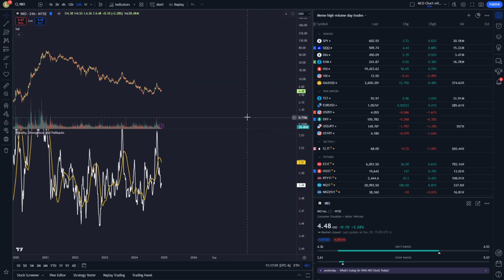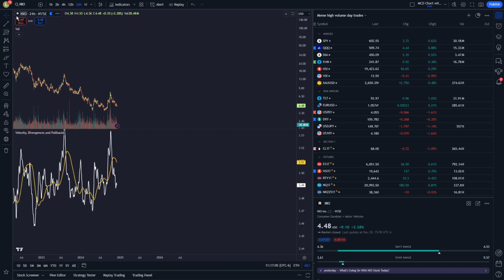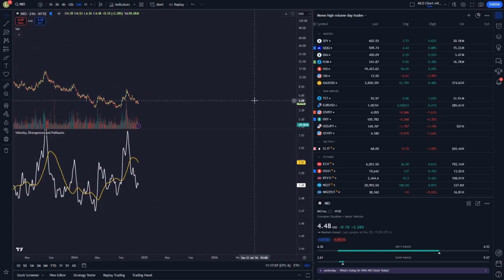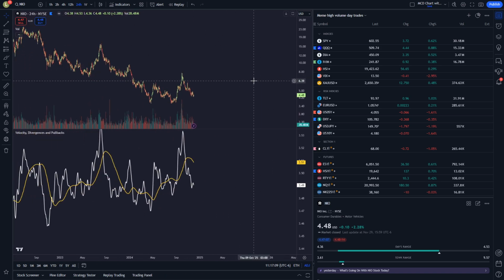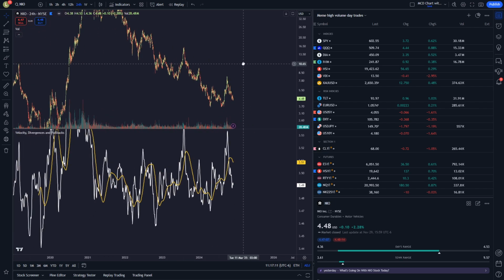And I said in the beginning, we don't talk about fundamentals here because it could really make you biased in one way or the other, but it's hard not to. It's hard not to love what you see about NIO.